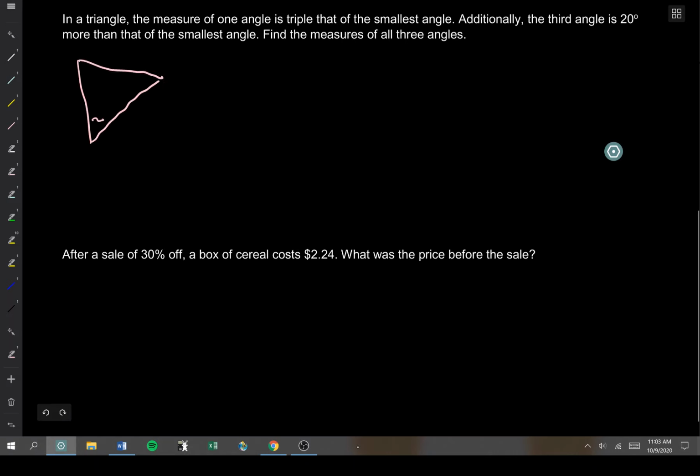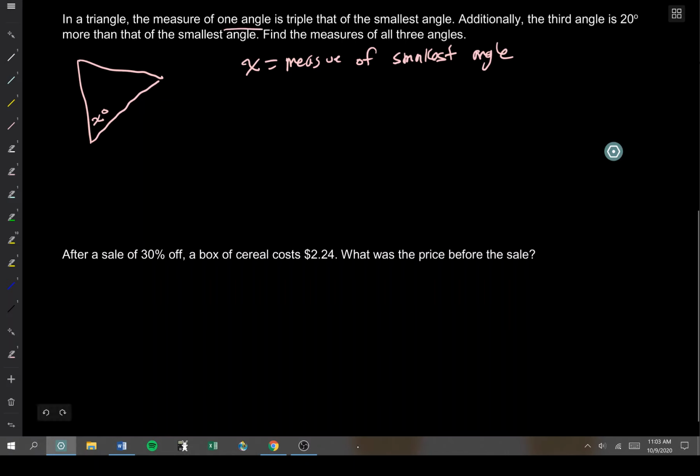I'm going to call this angle x, so its degree measure is actually x degrees. I don't know the number of degrees, but I'm going to set up that x equals the measure of the smallest angle. And that's important. It's going to be the smallest angle.